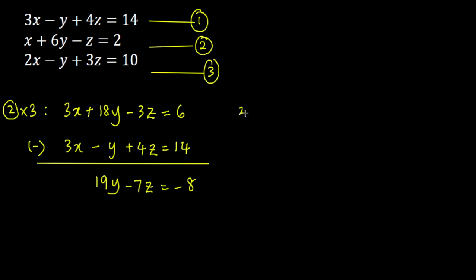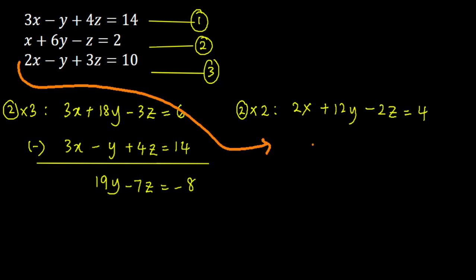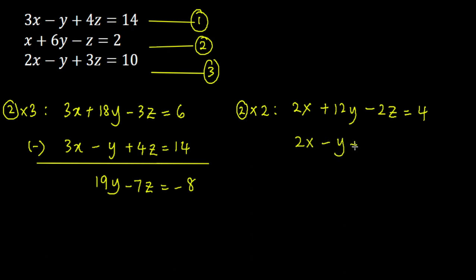So equation number 2 now, we times 2. Sorry, not times 3, times 2. Okay, so times 2, times 2, times 2, times 2. So what you get here is 2x. 6 times 2 is 12, right? Negative z times 2 is negative 2z. 2 times 2 is 4, right? Okay, and then this part here, you just put at the bottom here. Okay, we copy 2x minus y plus 3z equals to 10.